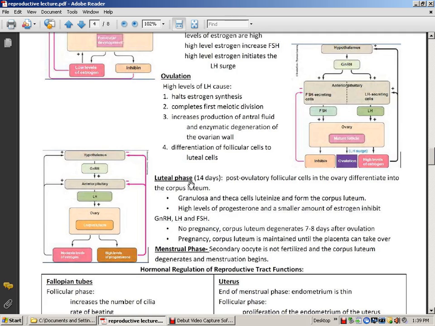All right, so the luteal phase is the last 14. Right after the luteal phase, and technically it's the last 5 days of the luteal phase, you have something called the menstrual phase. But the menstrual phase is referring more to what organ is menstruating. It's not the ovary that's menstruating, it's the uterus.